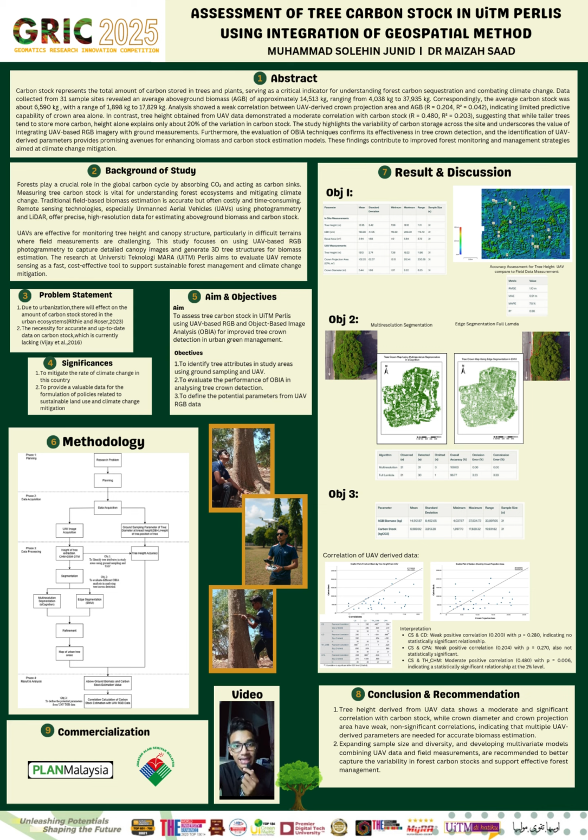Analysis shows a weak correlation between UAV-derived crown projection area and AGB, where R is about 0.204 and R square is 0.042. This indicates the limited predictive capability of crown area alone to predict AGB.